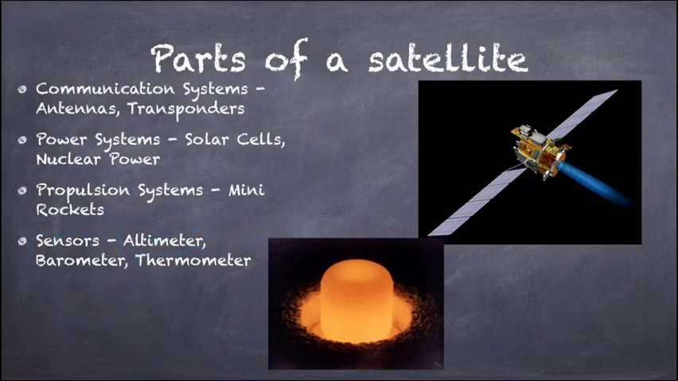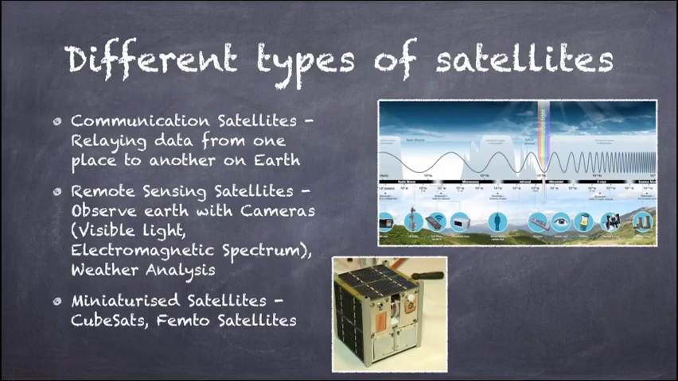Now we have got enough about the parts of a satellite. Now moving on to the different types of satellites. So there are a multitude of satellites available right now on the market, but talking about the major or the most important ones, those are the communication, remote sensing and miniaturized satellites. Let's talk about them in detail.